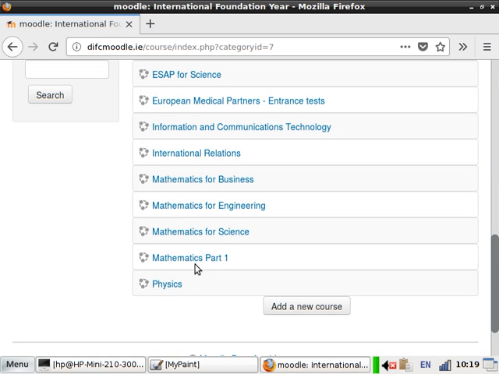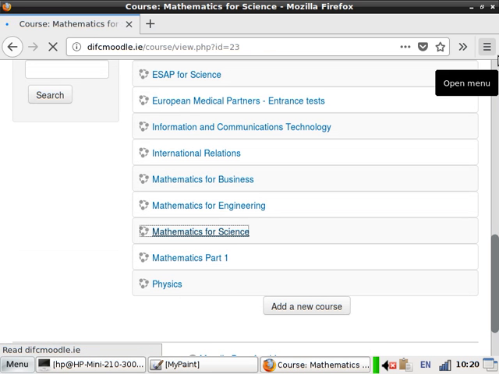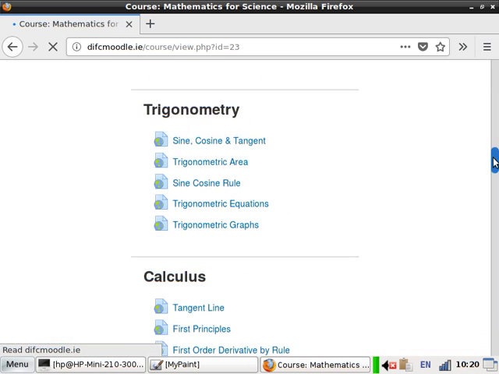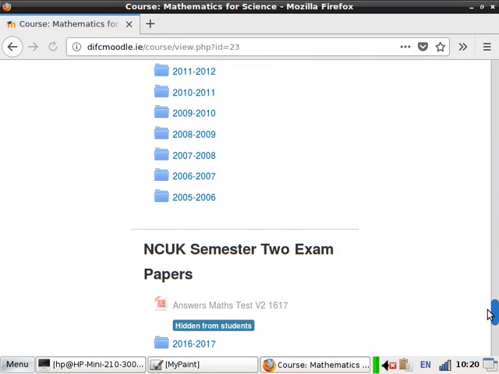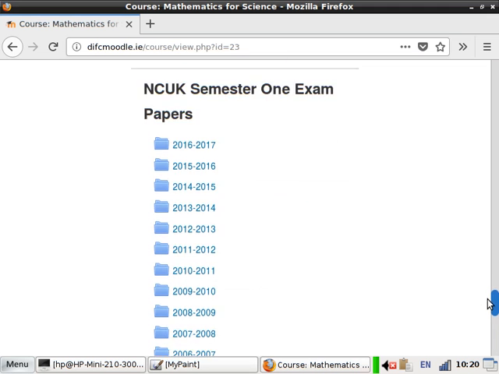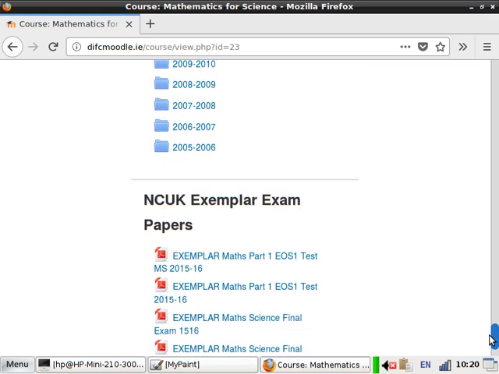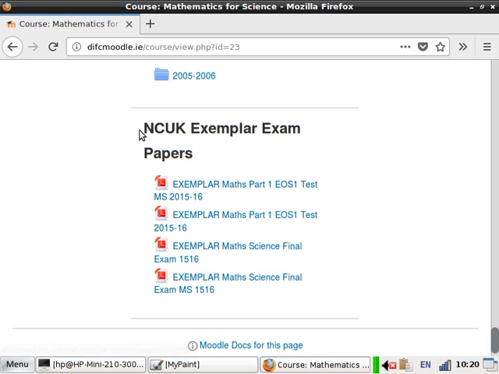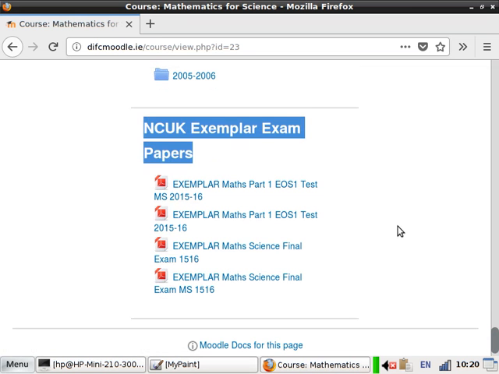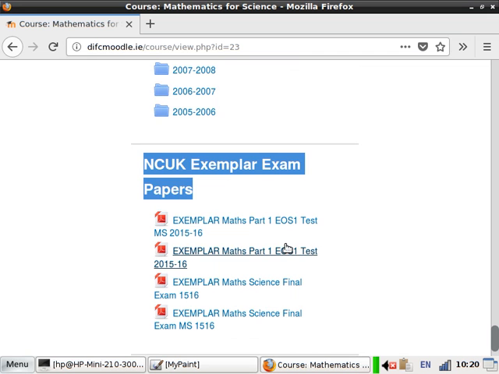Final IFY math science 2015-2016. Maths for science. No, not final. We don't want end of semester 2 yet. Let's have a look. I'm looking for end of semester 1. So this is where we want to look. This section here, Exemplar. It's the last section on the page. So we want Maths Part 1, EOS 1 test, not marking scheme. The second link here. Can you see it? Yep.